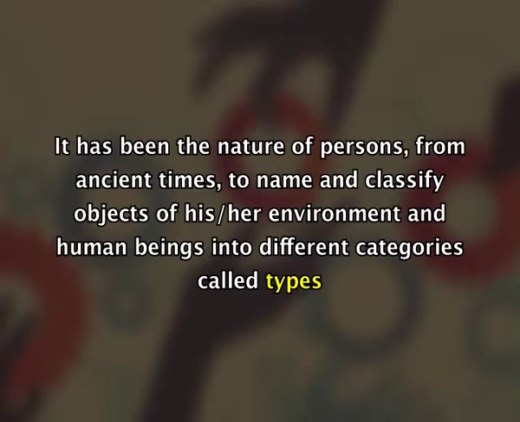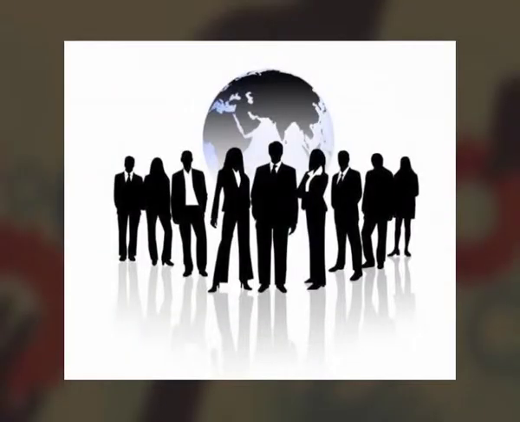It has been the nature of persons from ancient times to name and classify objects of his or her environment and human beings into different categories called types. The old system of typology still continues, and even in modern times, psychologists have developed various typologies as far as human personality is concerned. Theories adopting the type approach advocate that human personalities can be put into a few clearly defined types, and each person, depending upon his or her behavioral characteristics, somatic structure, blood types, fluids in the body, or personality traits, can be described as belonging to a certain type.